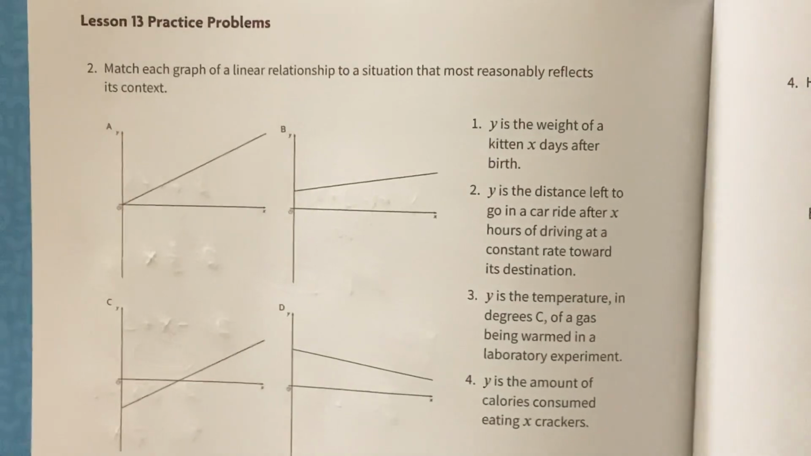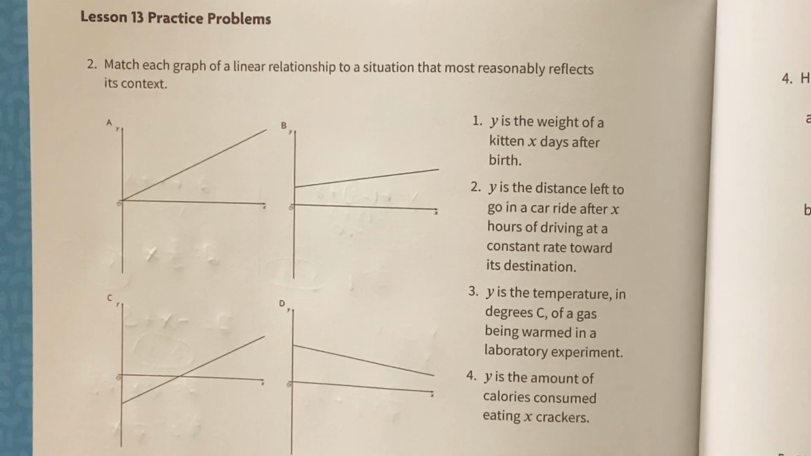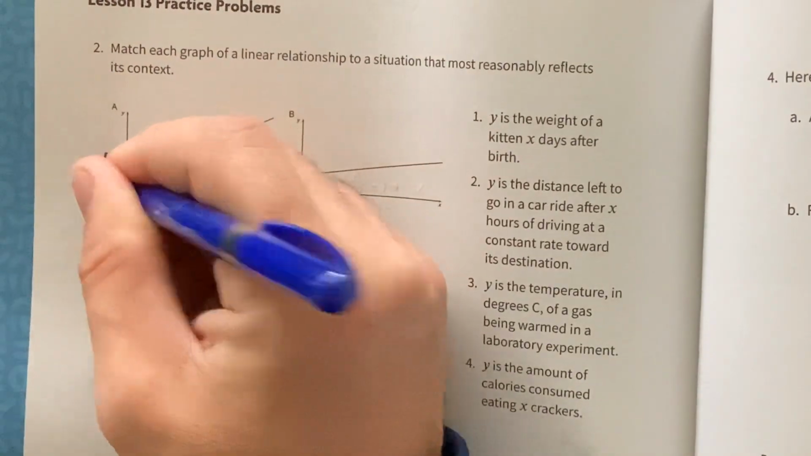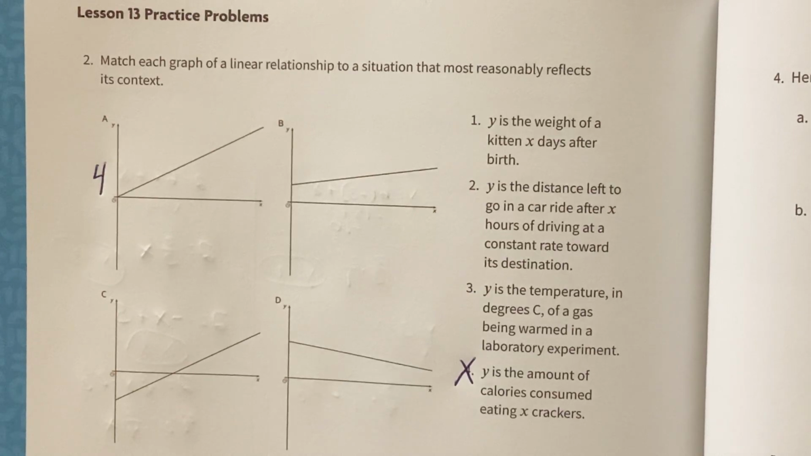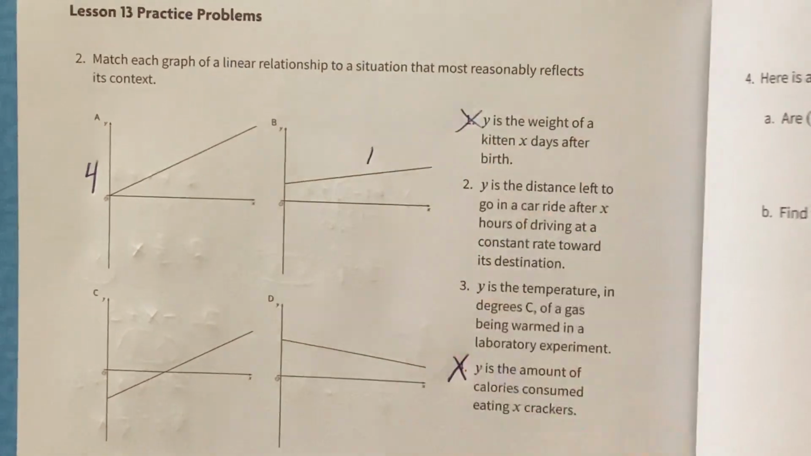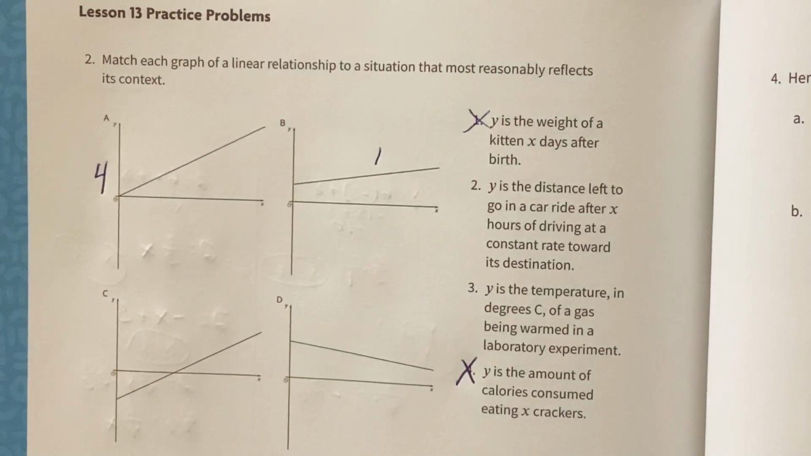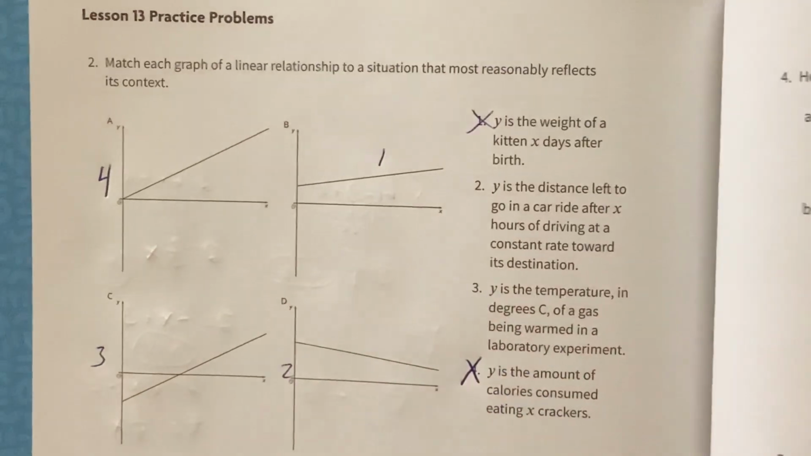Here we need to match 4 graphs, 4 descriptions there. Anybody got a number for A? A goes to 4. B goes to 1. C goes to 3. And that only leaves 1 left. 3 and 2.